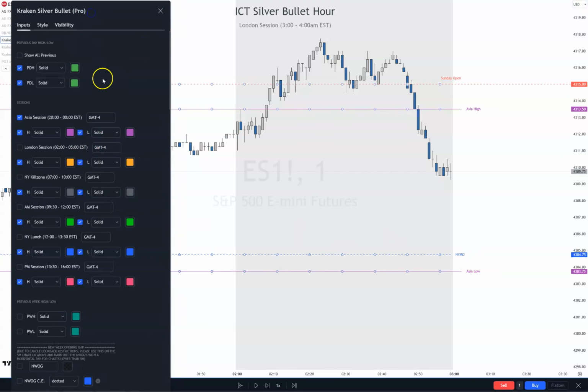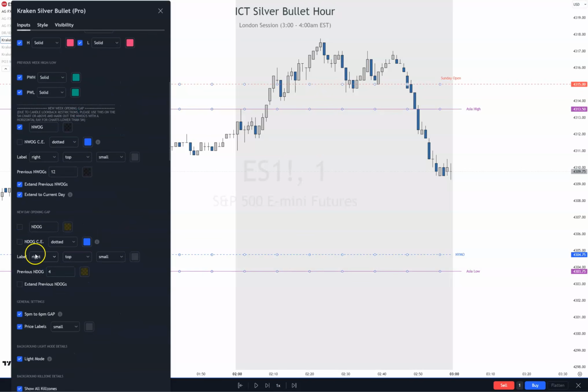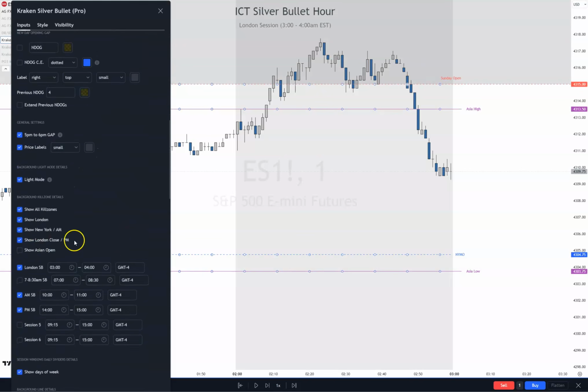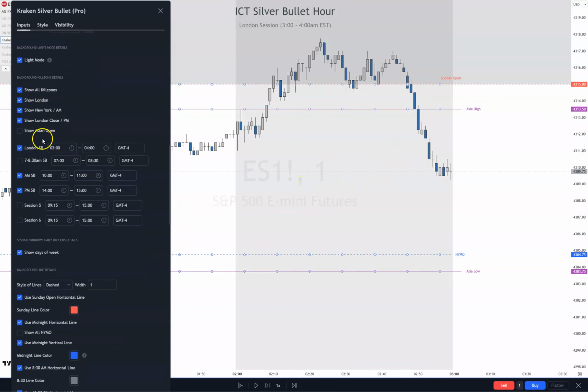Other things that the Kraken Silver Bullet Indicator options has: all the session liquidity. We are adding a few more here as well, and then giving you the times to change as well. And then you also have the previous weekly high and low. We have new week opening gaps, the new day opening gap. Then we have the kill zones here that you can highlight and shade the backgrounds. We're adding central bank dealing range for Forex and an additional one. And then we have silver bullet sessions. Here's a 7 to 8:30, the new one. So you can highlight the background here.